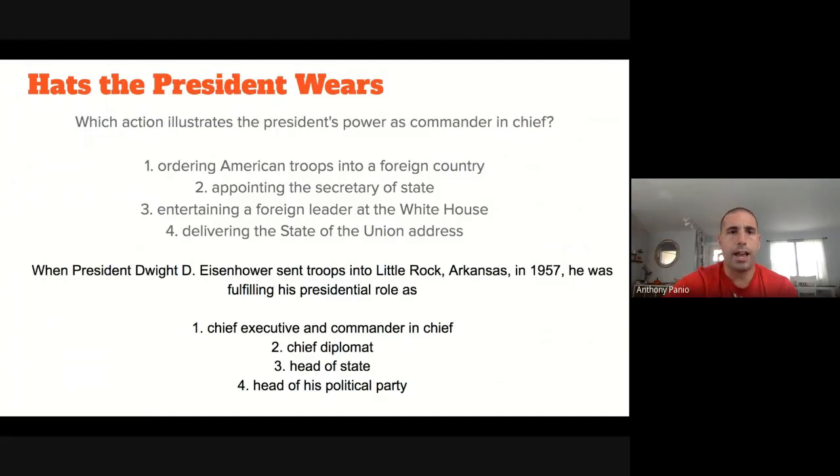All right. Hats the president wears. Okay. So which action illustrates the president's power as commander-in-chief? Anytime you see commander-in-chief and the president is acting as commander-in-chief, they are going to be doing number 1, ordering American troops into a foreign country.